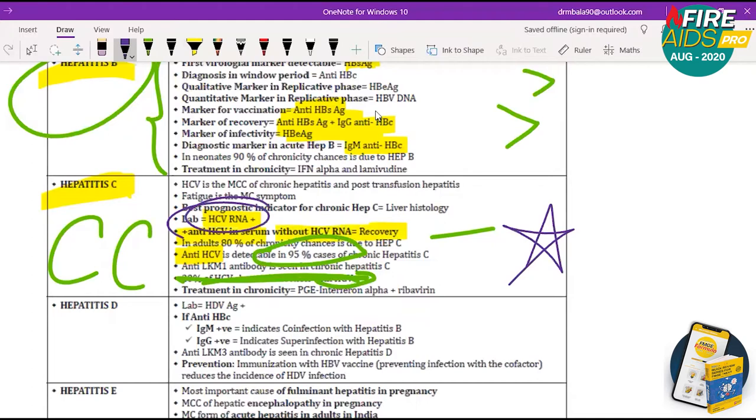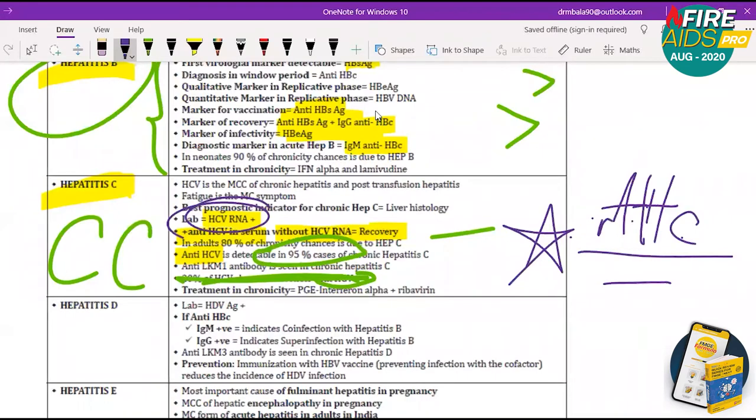I repeat, anti-HCV you can find in almost 95% of those patients, even if they recovered. But what you have to do is an additional test, HCV RNA, which is very essential. This test is going to determine whether the patient is infected now or not.